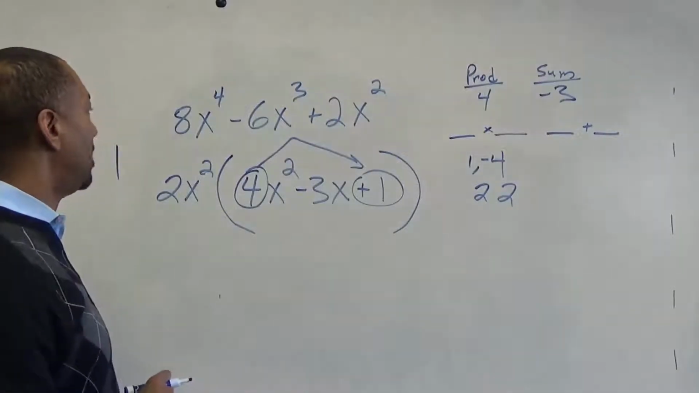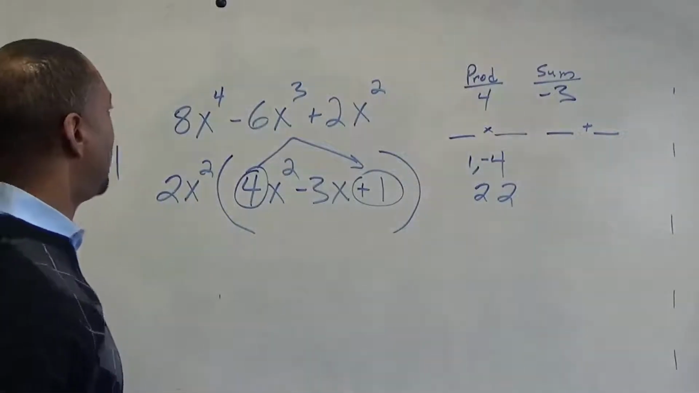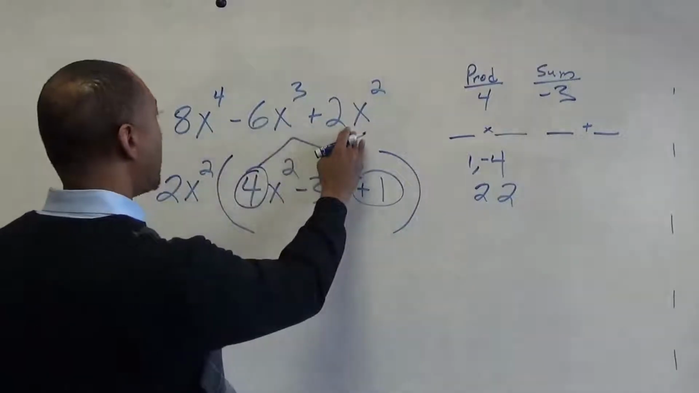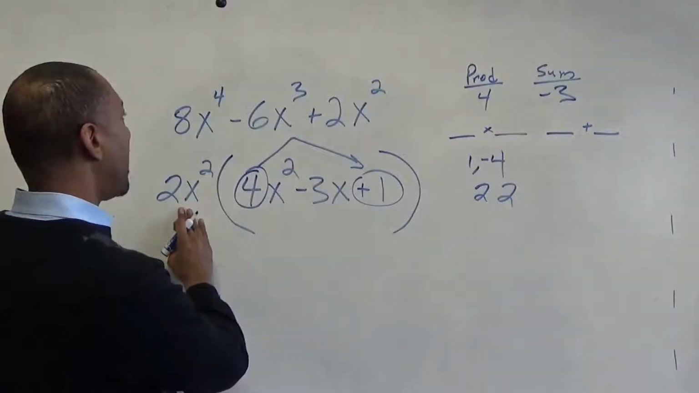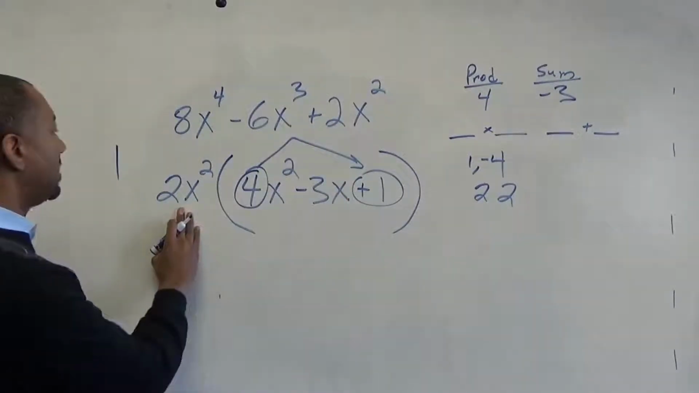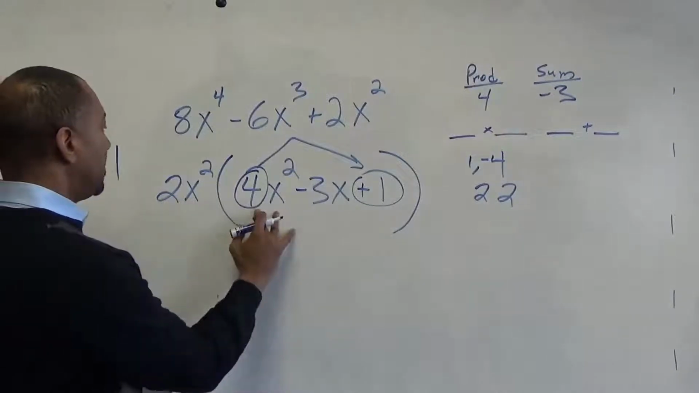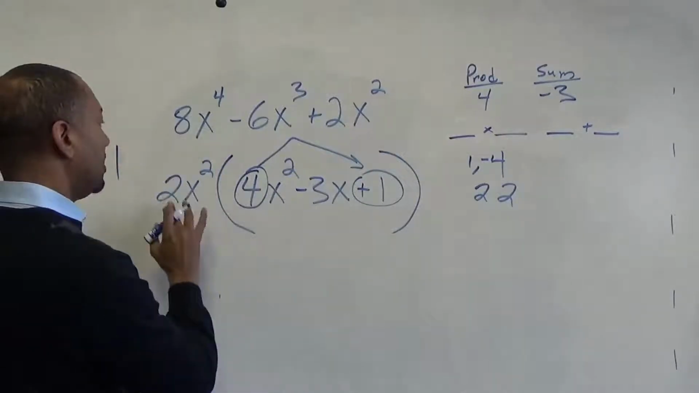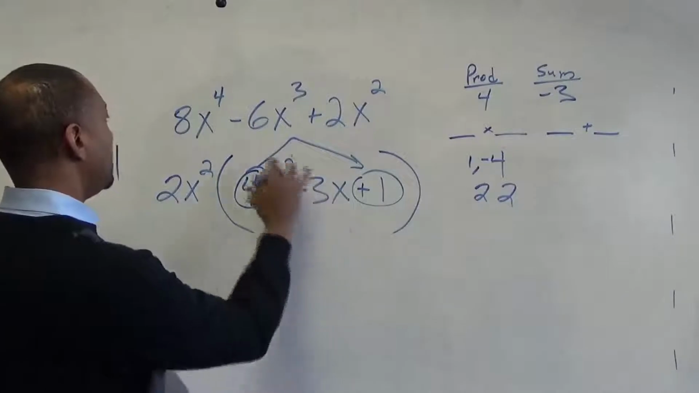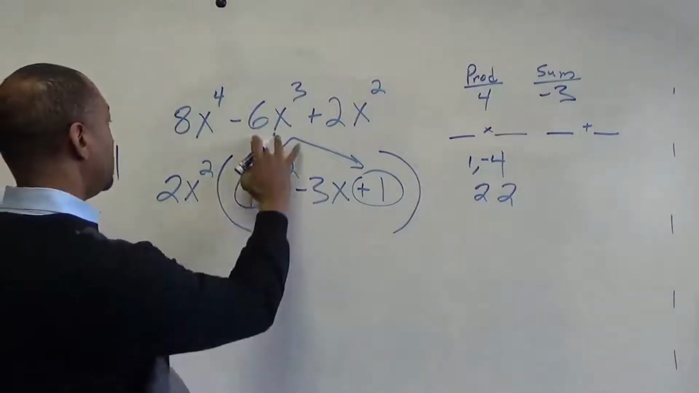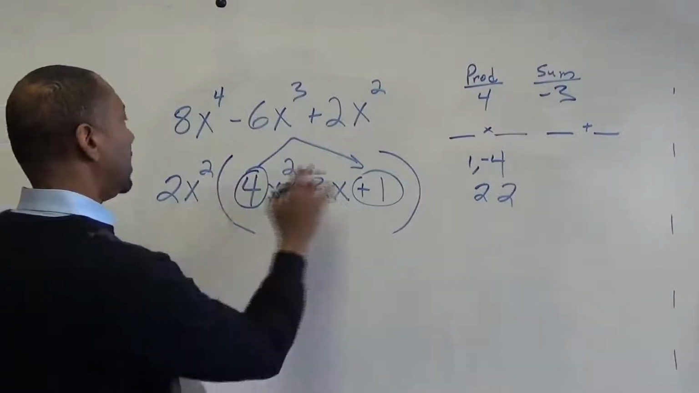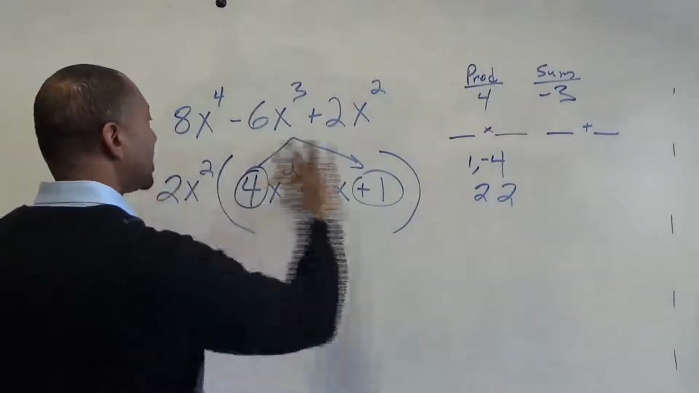So that either means that I made a mistake somewhere, or this is as far as the problem can go. So let me just double check for a mistake here. Started off by saying that this was my greatest common factor. I still agree with that. This times this gives me this. This times this gives me this. And this times this gives me that. So this line is good.